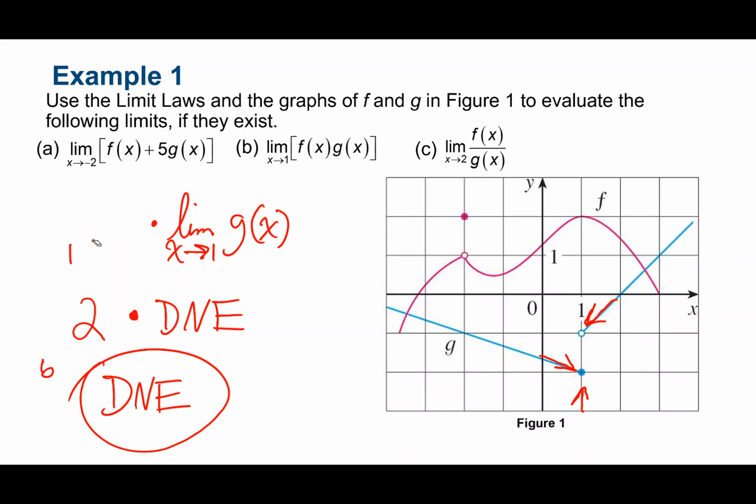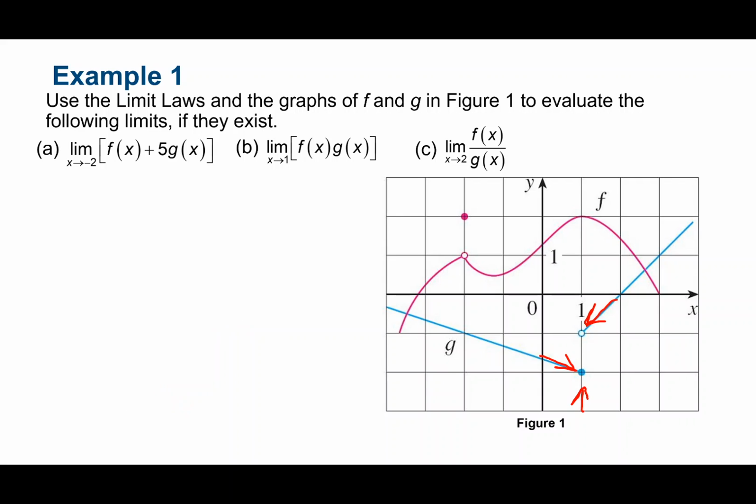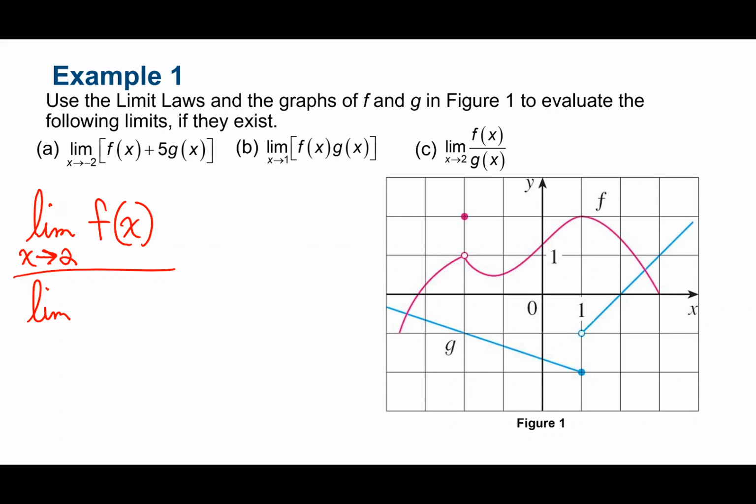Okay. One more. So for C, if we use our limit laws, looking at the limit as x approaches 2 of f of x divided by the limit as x approaches 2 of g of x. We're approaching positive 2, so that's this x value.